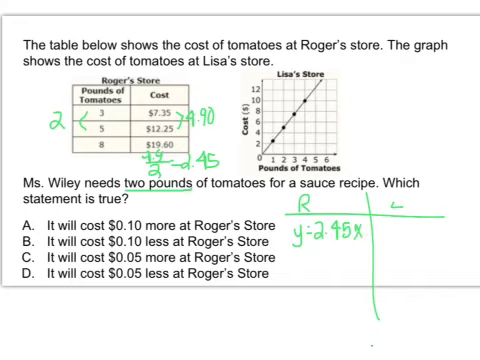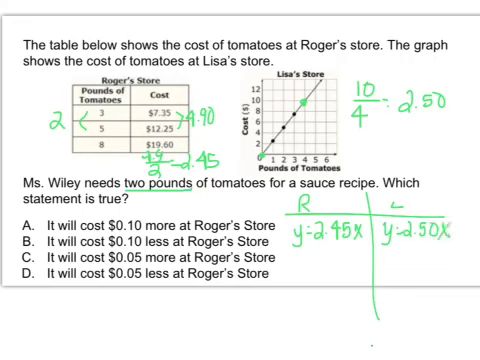Lisa's store, I'm going to find a clear point that I can tell exactly the y and exactly the x. The other point is going through the origin 0, 0, so I just need to divide out the y, so 10 divided by 4, and that's going to give me $2.50 per pound. So at Lisa's store, the equation y, the cost, is going to be $2.50 times x.